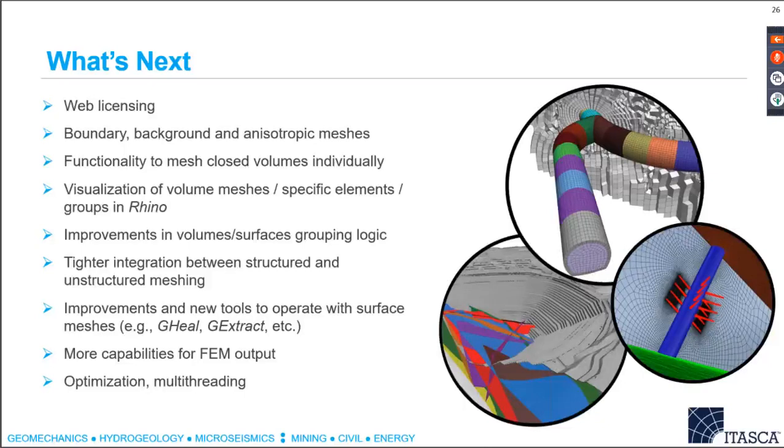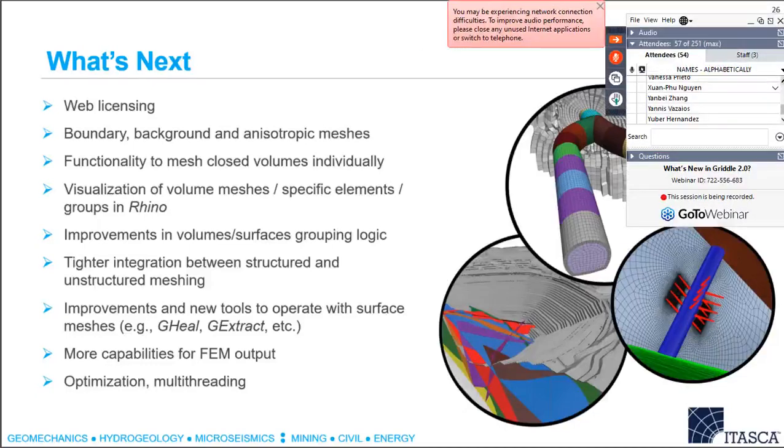We will probably consider functionality to mesh closed volumes individually within Rhino, not the whole model at once. We will try to improve visualization or create new tools to visualize volume meshes or some specific elements or groups of elements within Rhino, let's say bad elements, so you can quickly analyze the resulting volume mesh. We will consider working on improvements in grouping logic.